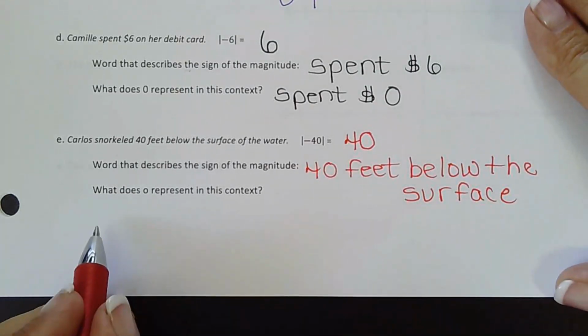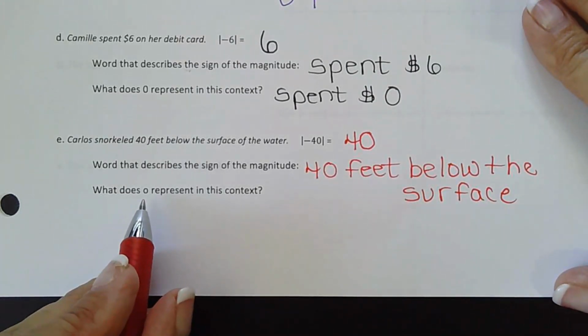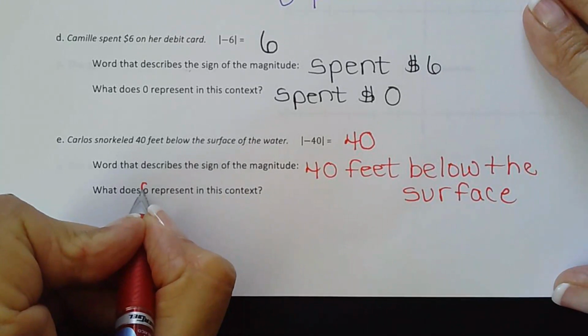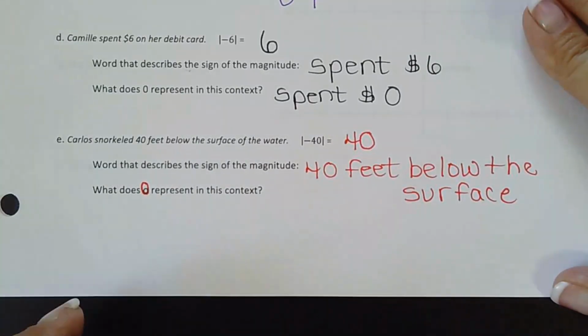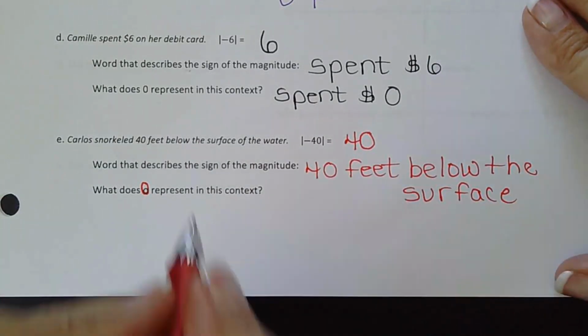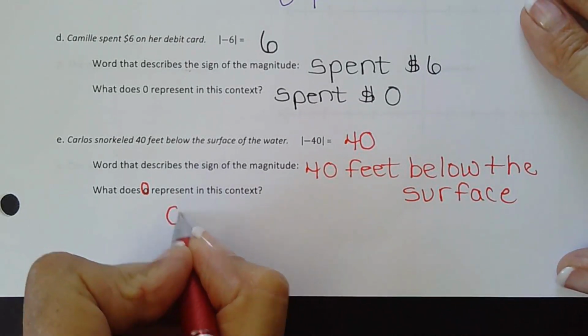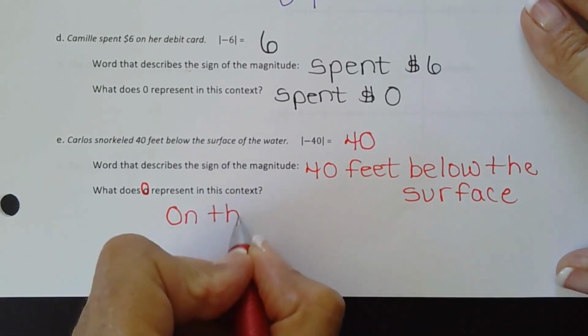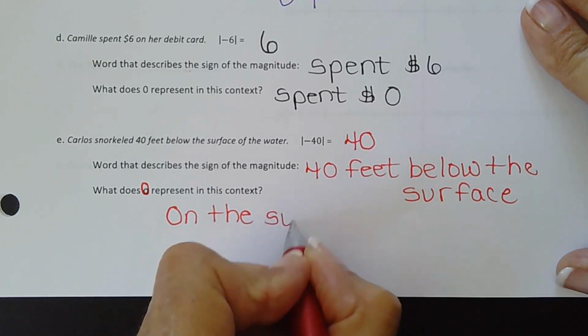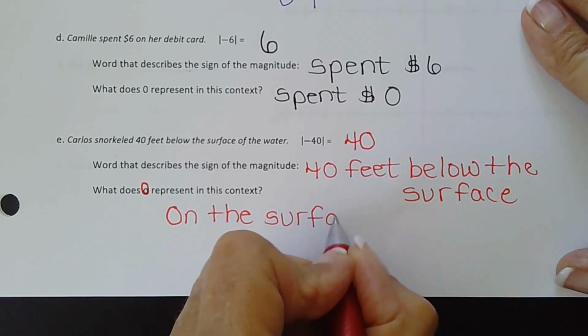And what does 0 mean? Oh boy, that's not even a 0. Somebody typed in small o. What does 0 represent in this context? You would be on the surface. Or you could say at sea level.